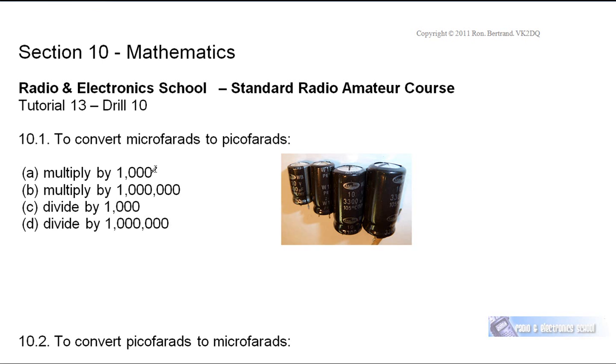assessment. To convert microfarads to picofarads. Well, a picofarad is a millionth of a farad, and a microfarad is a millionth of a farad. Therefore, a microfarad is a million times bigger than a picofarad. A micro is a millionth, a pico is a millionth of a millionth, so micro is a million times bigger than pico. So to convert micro to pico, you would have to multiply by 1 million.